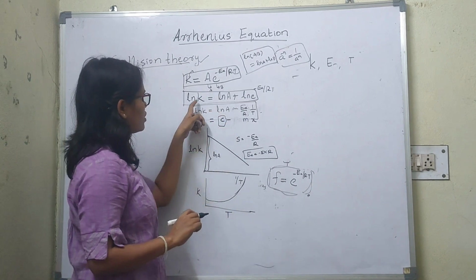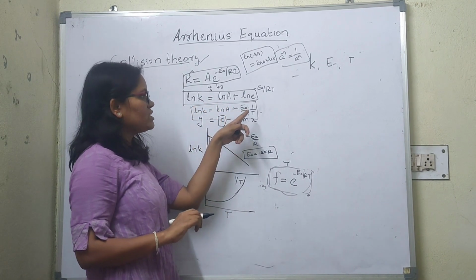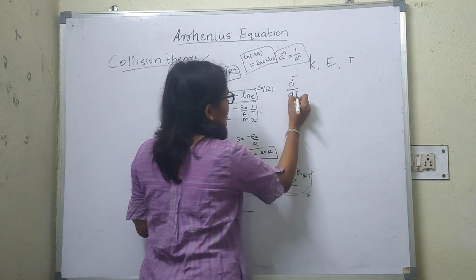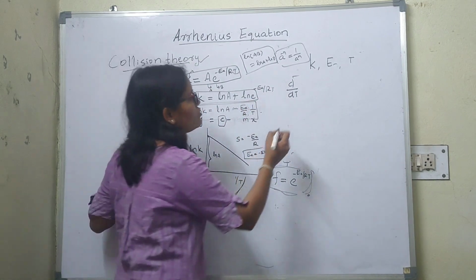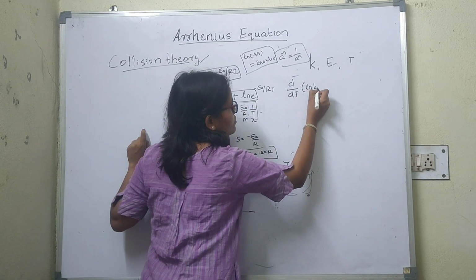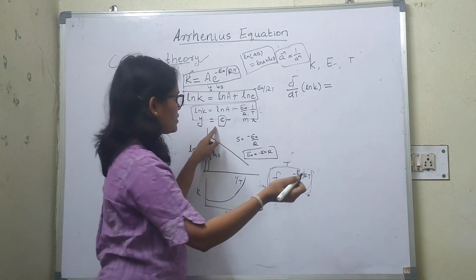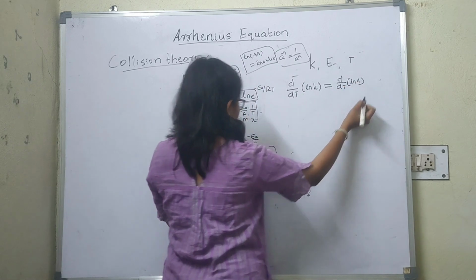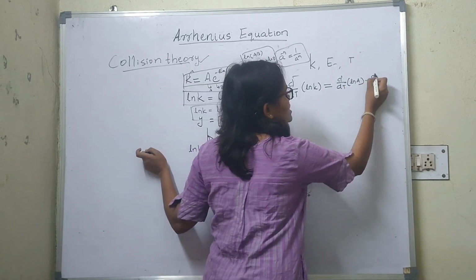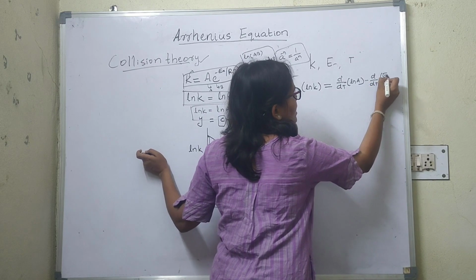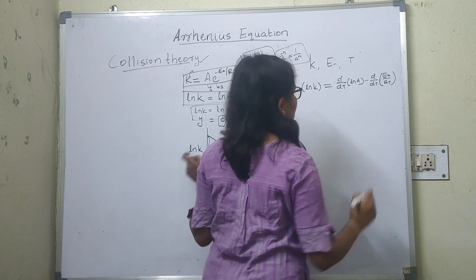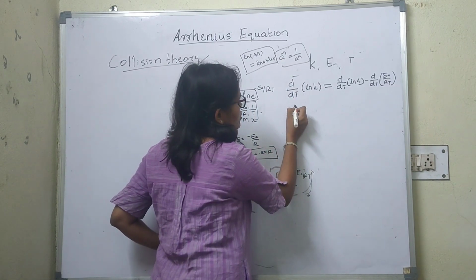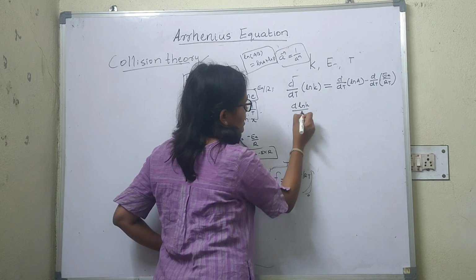So now we have the second form, that is ln K is equal to ln A minus EA over RT. So what I will do, I'll take the differential of this form. So d by dT of ln K is equal to d by dT of ln A minus d by dT of EA over RT. Now if I differentiate this complete equation, let us see what we will get. So this will be d ln K over dT, right?